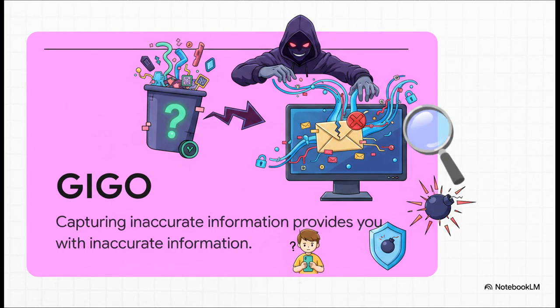A prime everyday example of this human element is the concept of GIGO, or garbage in, garbage out. It's basically a fundamental rule of computing. If you capture inaccurate or just nonsense information, like say casually typing an email address wrong, the program doesn't just magically fix it for you. It literally outputs that same garbage right back to you, and your message fails to send. It's an innocent mistake, right? But what happens when external malicious threats start actively exploiting these human tendencies?